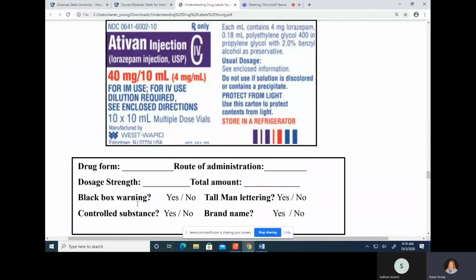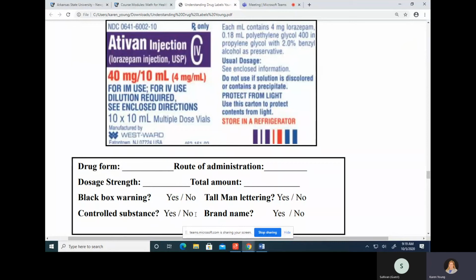Okay. Is there a black box warning? No. Is there tall man lettering? No. Is it a controlled substance? Yes, it's a controlled substance. What class is it? Class 4.